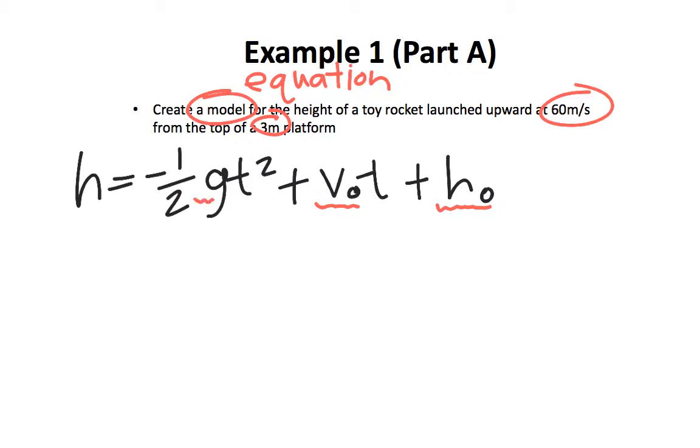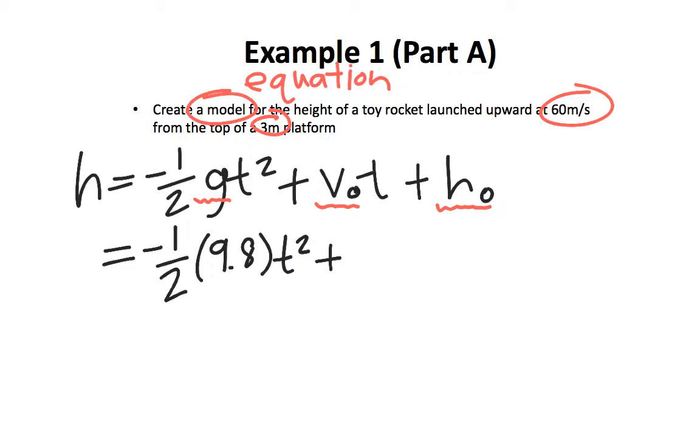We already know the initial vertical velocity, and we also know the initial height. However, this variable of g is actually a constant. On Earth, the acceleration due to gravity is always 9.8 meters per second squared. Therefore, I'm going to sub in my known values. So g I'm going to replace with 9.8. The initial vertical velocity I'm going to replace with 60. And the initial height, I'm going to replace that with 3.